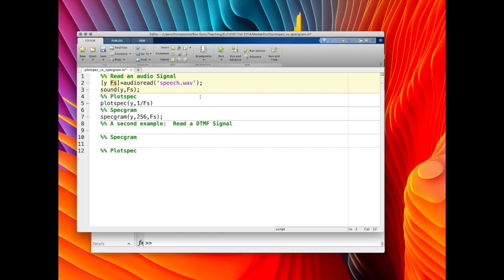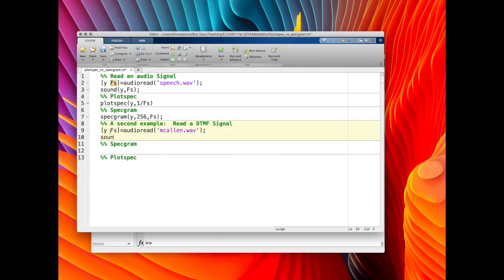Okay, so you can load it and then play it. All right, so let's do the same thing with Macallan. And listen to it.